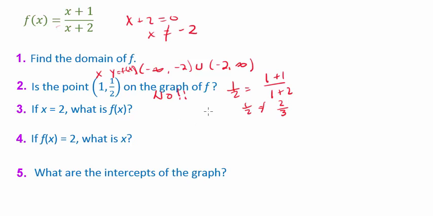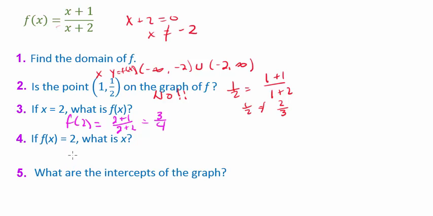Now, if x is equal to 2, what is f of x? In this situation, you're going to go ahead and substitute 2 for x and figure out what f of x is equal to. Actually, let me erase that, because instead of putting f of x, you're going to put f of 2, because 2 is your input value for x. So f of 2 is equal to 2 plus 1 over 2 plus 2, which is 3/4. So f of 2 is equal to 3/4.